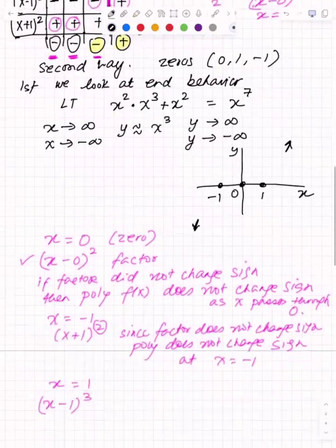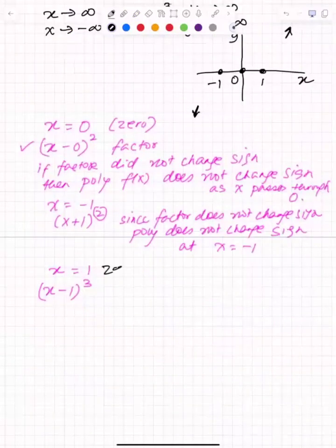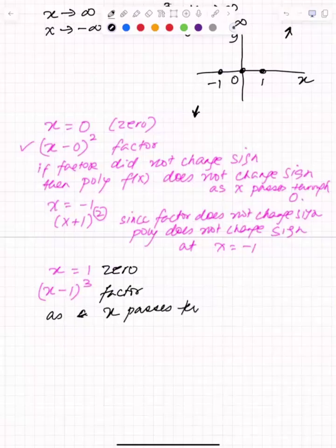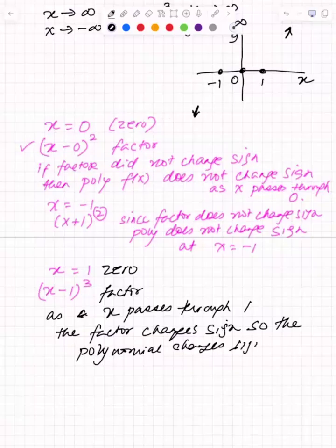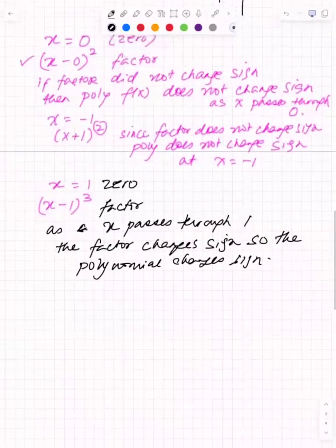So x equal to 1 was the zero. x minus 1 cubed is the factor. As x passes through 1, the zero, the factor changes sign, so the polynomial also changes sign. Okay, that's all there is.